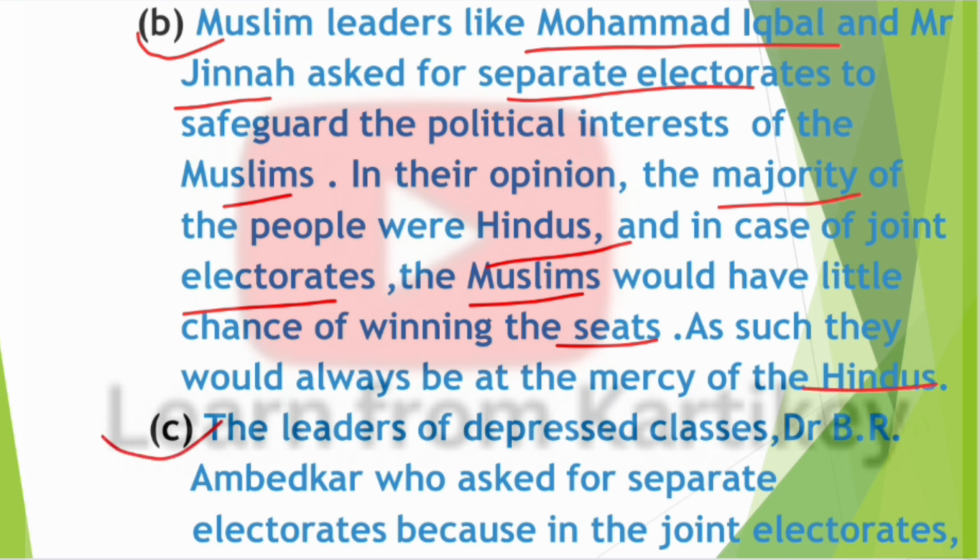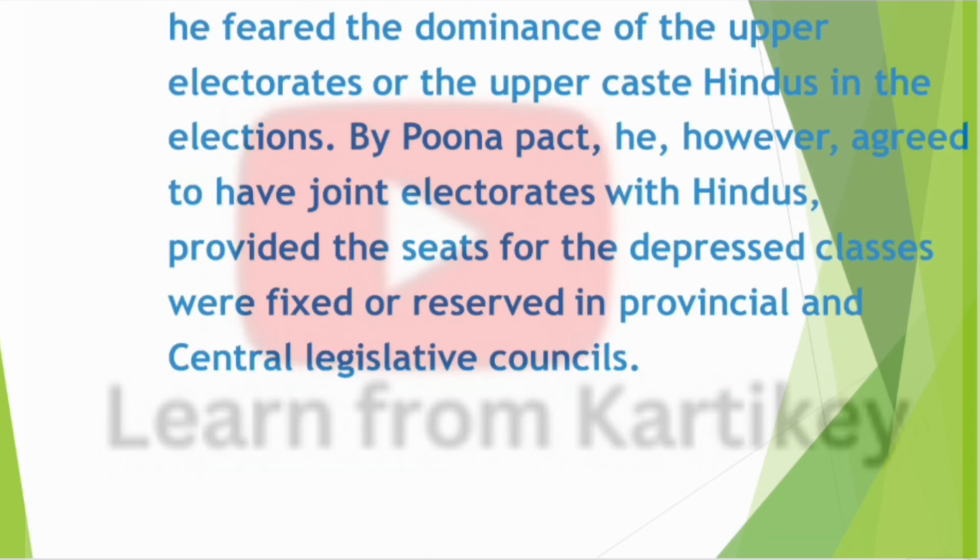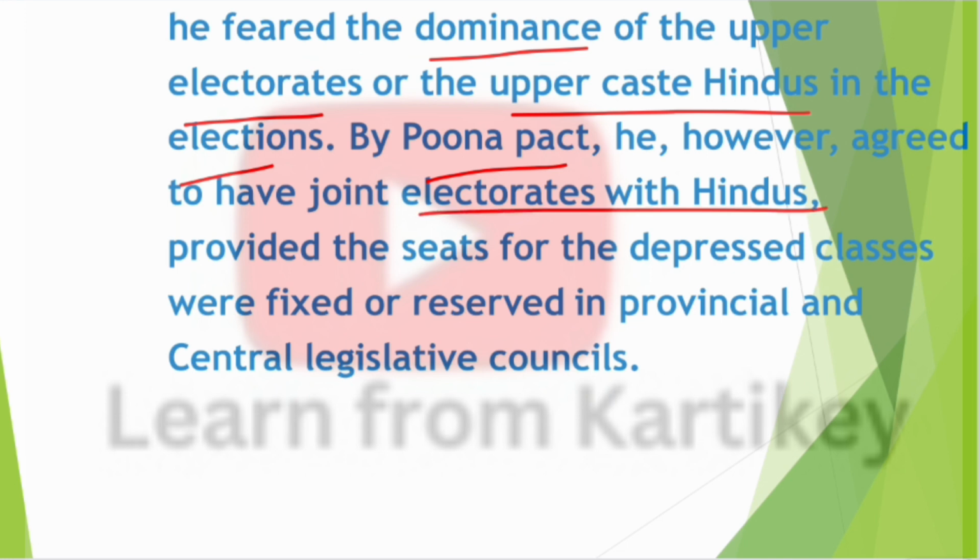Third point, the leader of the depressed classes, Dr. Bhimrao Ambedkar, asked for separate electorates because in joint electorates, he feared the dominance of the upper castes and the upper caste Hindus in the elections. By the Poona Pact, however, he agreed to have joint electorates with Hindus, provided the seats for the depressed classes were fixed or reserved in provincial and central legislative councils.